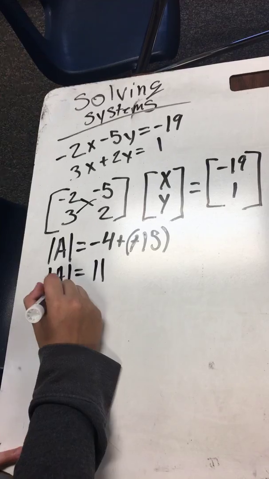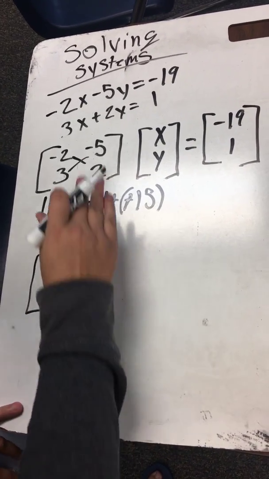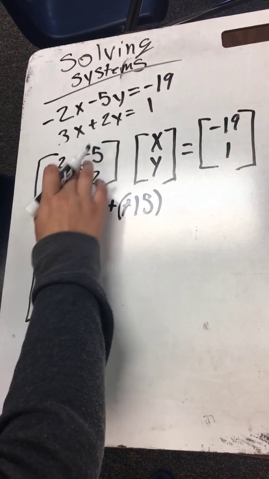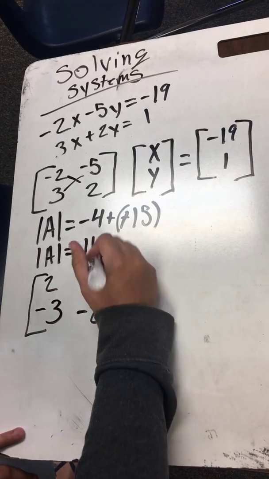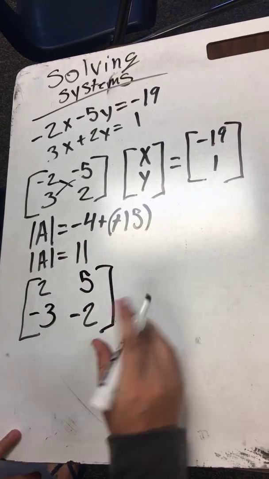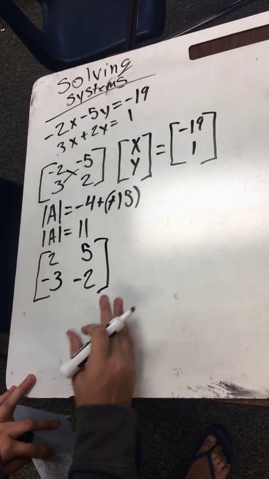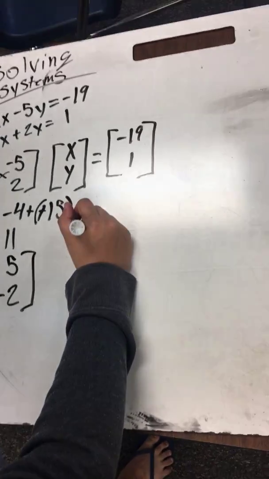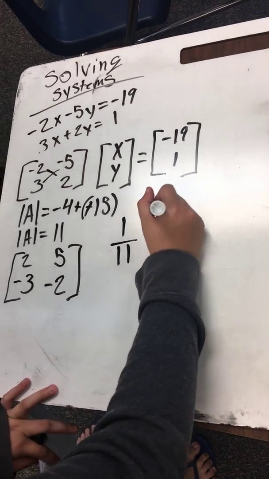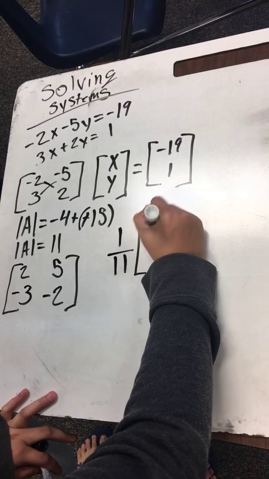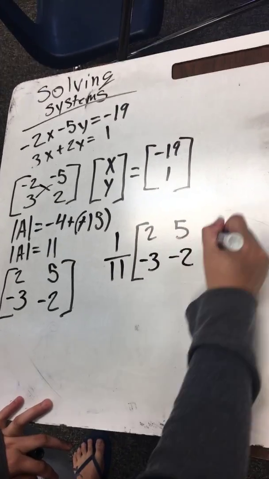So to create our new matrix, what we will do is we will switch the 2 and the negative 2 around, giving us 2 right there and negative 2 right there. And we will change the signs on negative 5 and 3 to negative 3 and 5. So using your new matrix and using your determinant, you can find the inverse. For the inverse, what you will do is you will put your determinant underneath 1 in a fraction and times it by your new matrix. So 2, 5, negative 3, and negative 2.